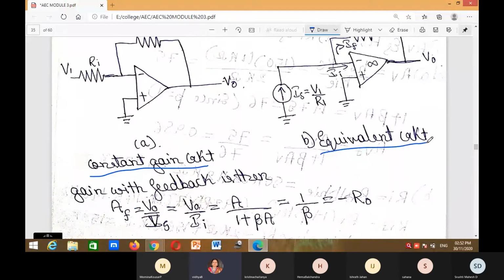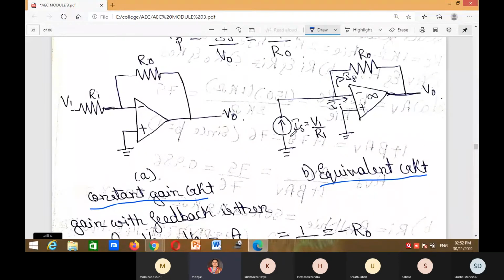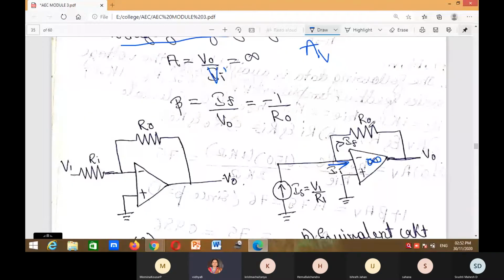Next, this is the equivalent circuit where Is is equal to V1 divided by R1. Here, the input current will be infinity. The voltage gain will be infinity, and this is the feedback resistance Rf, R naught.